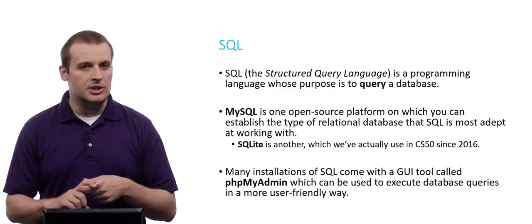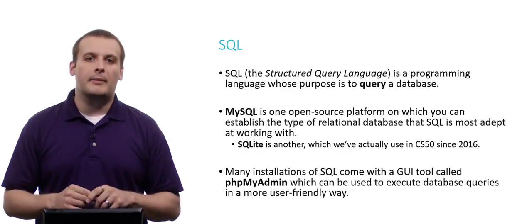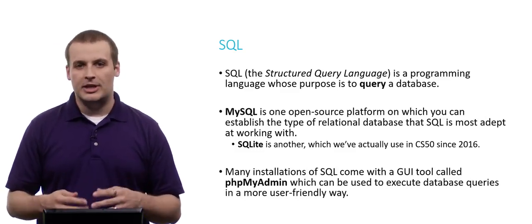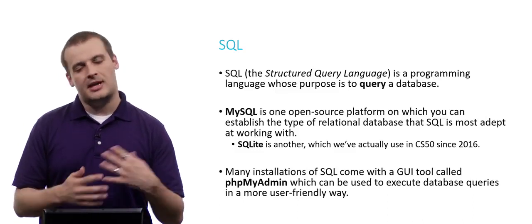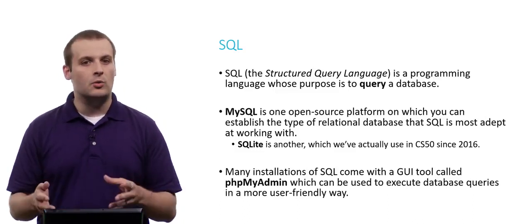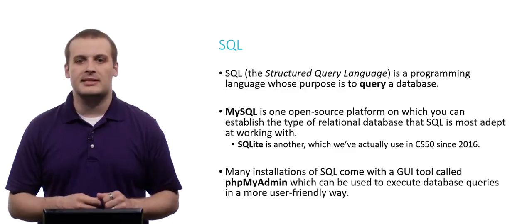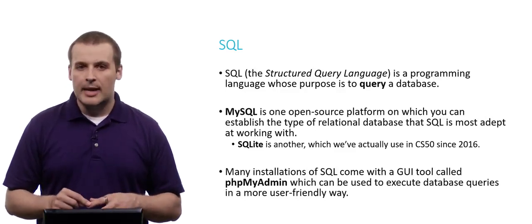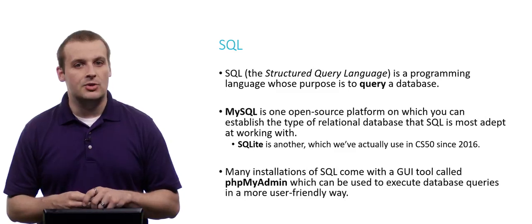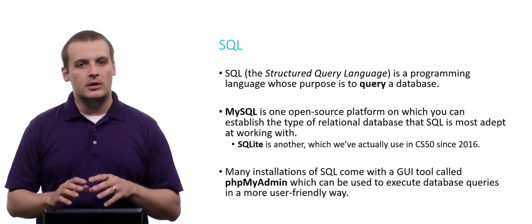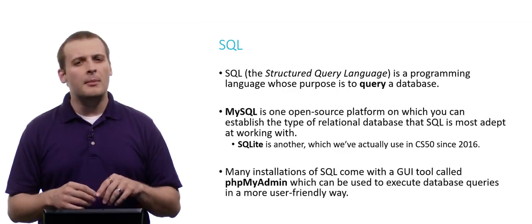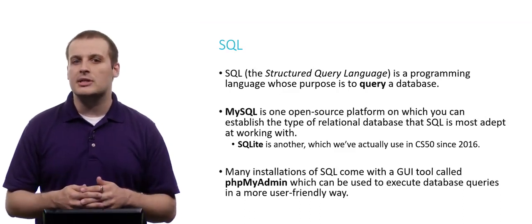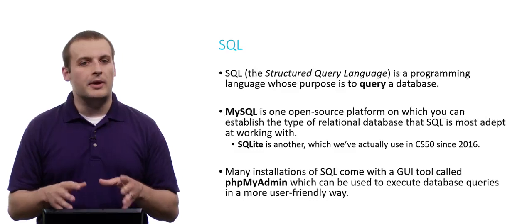We have MySQL, which is an open source platform, and it is very commonly used to establish relational databases. We're not going to get into a lot of detail in this video about what a relational database is versus other types of database, but just know that there are more than one type, and we cover relational databases in this course. Another type, which we have used in CS50 since 2016, is SQLite, which has a very similar feature set to MySQL. But it's a little more lightweight. It's a little easier to use on CS50 IDE, and so that's why we're going to be using that one in the class.